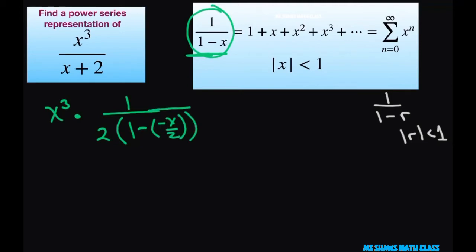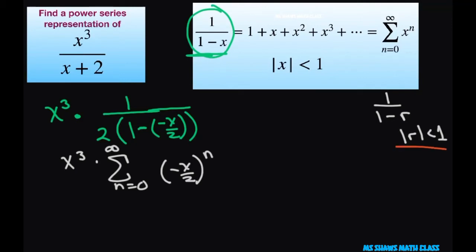And if you write this as a sum, this is going to be x cubed times the sum of n equals 0 to infinity of negative x divided by 2 to the power of n. Now, we do want to simplify this, but first let's do the interval of convergence.